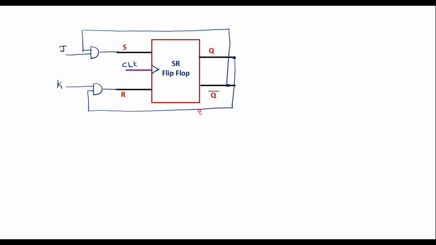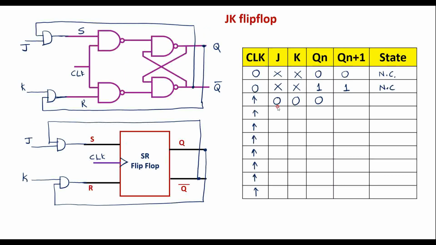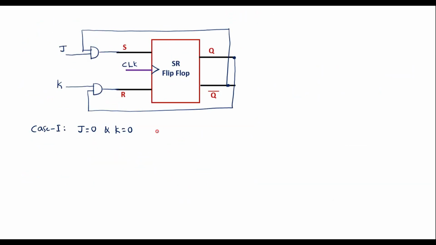Let me consider case 1. In the first case, I will consider J equal to 0 and K equal to 0, and we assume Qn is equal to 0. Qn is nothing but the present state of the flip-flop, and here Q is nothing but Qn. When Qn is 0, its complement Q bar has the value 1.